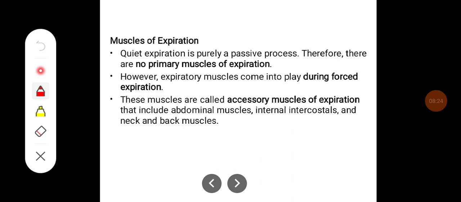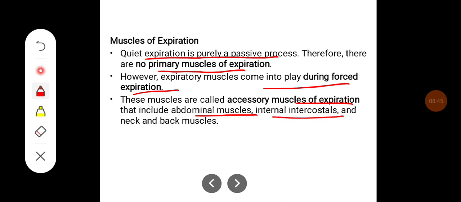Muscles of expiration. Quiet expiration is a purely passive process. Therefore, there are no primary muscles of expiration. However, expiratory muscles come into play during forced expiration. These muscles are called accessory muscles of expiration, and they include abdominal muscles, intercostals, and neck and back muscles.